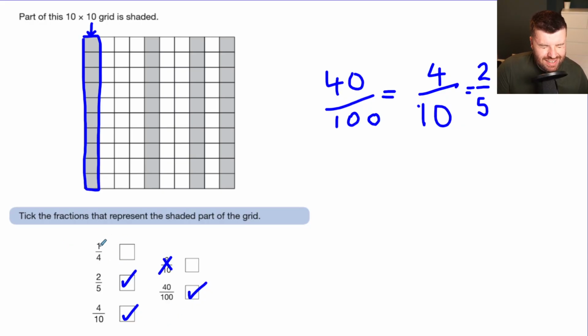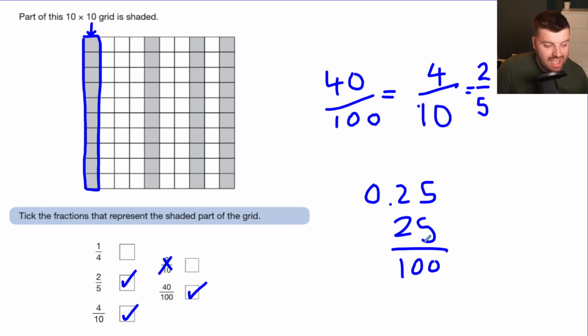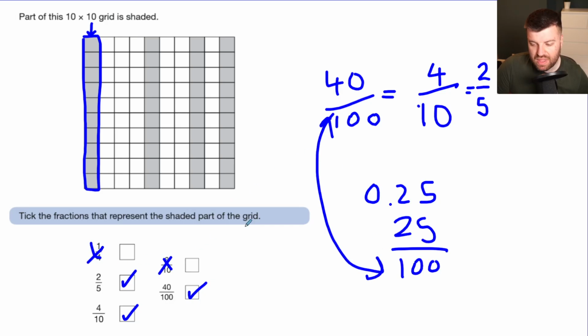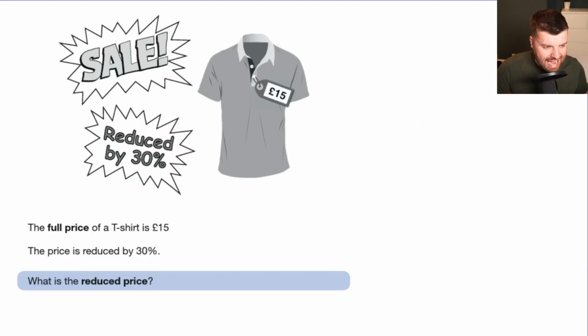1/4, we know 1/4 is 0.25 or 25 hundredths because I've said it a million times. Now that would mean 25 shaded. Of course, 40 hundredths is not the same as 25 hundredths. So this is wrong as well. Those are the 3 boxes we needed to tick and we have made it.